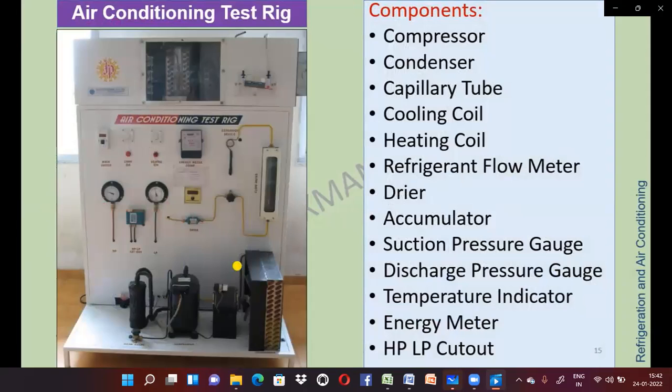In a laboratory, in order to conduct the experiment, an air conditioning test rig is used. Here are the various components of the air conditioning test rig: compressor, condenser, capillary tube, cooling coil, heating coil, refrigerant flow meter, dryer, accumulator, suction pressure gauge, discharge pressure gauge, temperature indicator, energy meter, and HPLC cutout. Let us see all these parts in detail one by one.